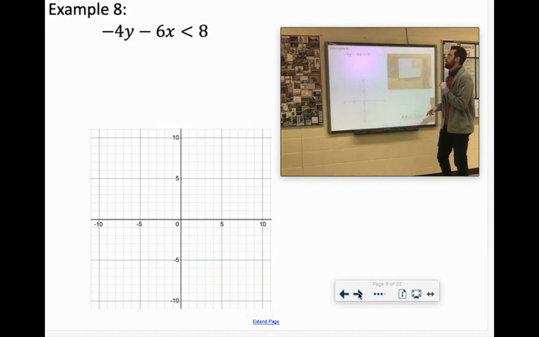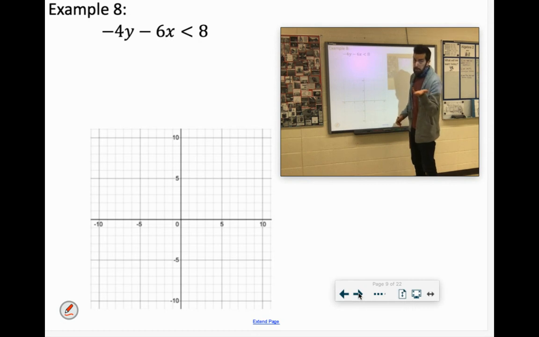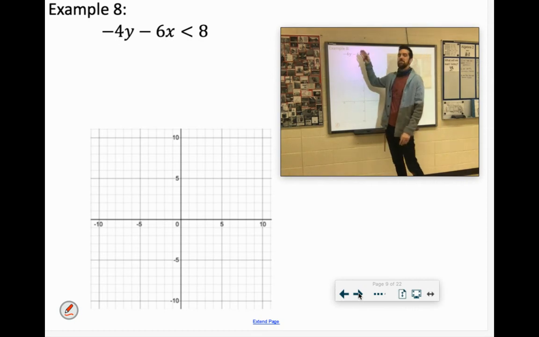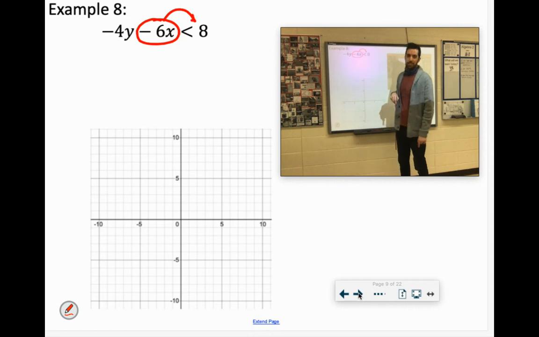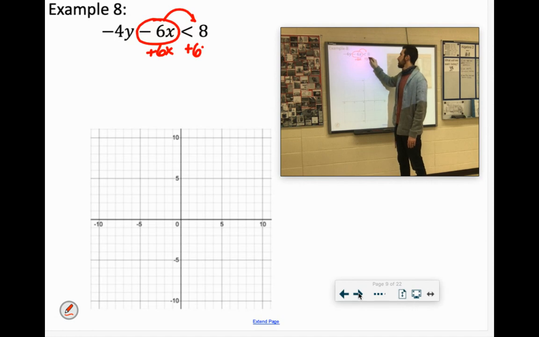They're pretty tough. Negative 4y minus 6x is less than 8. So again, you would think dashed line or dotted line and shaded below, but I think things are going to change because we have negative 4y. So first thing we're going to have to do is send the negative 6x to the other side by adding 6x, right? Because negative 6x plus 6x is 0, so those go away. So our new equation over here would say negative 4y is less than 6x plus 8.